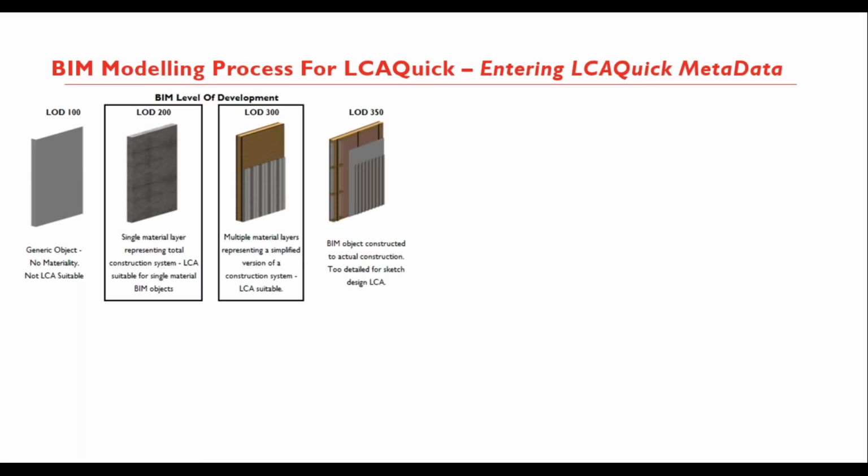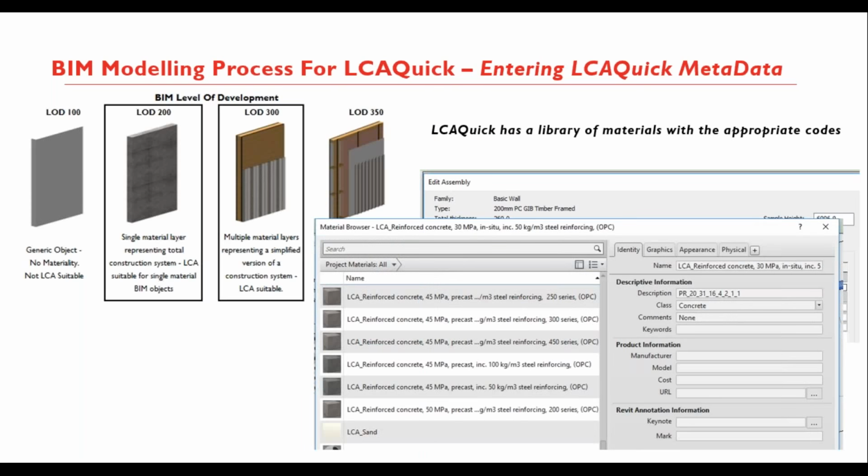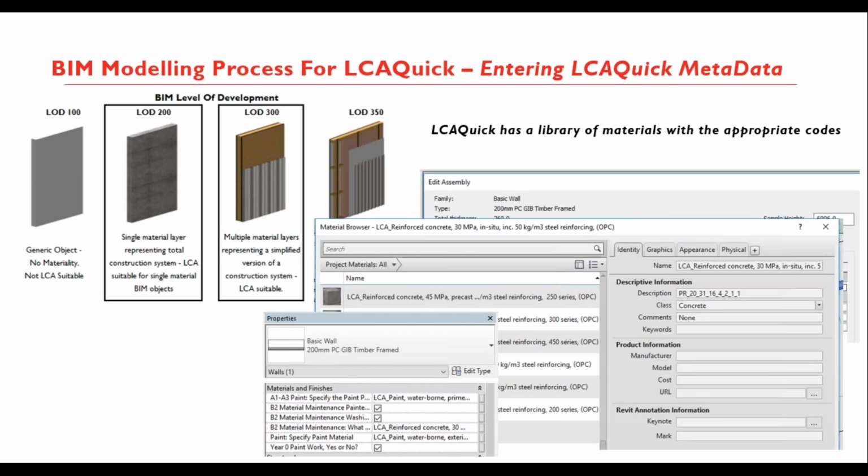The process of adding LCA Quick material metadata to the BIM model is relatively straightforward. This is best done by going into the assembly build-up of that BIM object and adding in LCA Quick's material description code under the material description dialog box. This is an example of that process in Revit. After that, we need to add in some information about the use of the material in terms of the paint, the maintenance, the washing, etc.